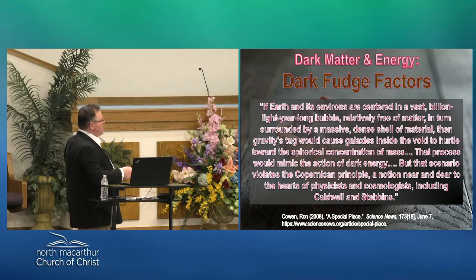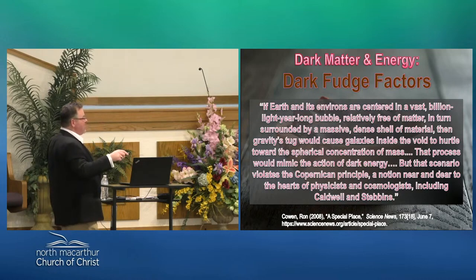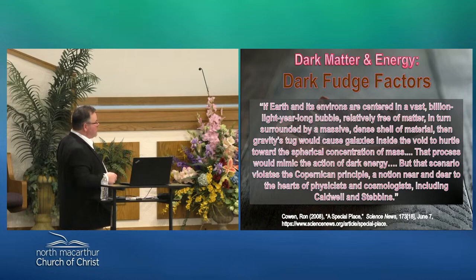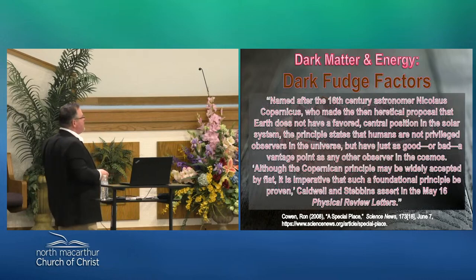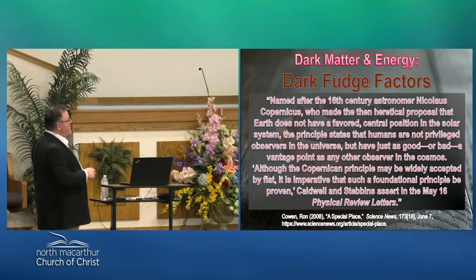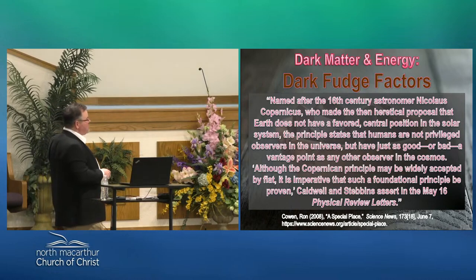That process would mimic the action of dark energy, but that scenario violates, again, your Copernican principle, a notion near and dear to the hearts of physicists and cosmologists, including Caldwell and Stebbins, named after the 16th century astronomer Nicholas Copernicus, who made the then heretical, actually it wasn't heretical at the time, but it became heretical later, but we'll ignore that, proposal that Earth does not have a favored central position in the solar system. The principle states that humans are not privileged observers in the universe, but have just as good or bad a vantage point as any other observer in the cosmos. Although the Copernican principle may be widely accepted by fiat, it's imperative that such a foundational principle be proven, say Caldwell and Stebbins.